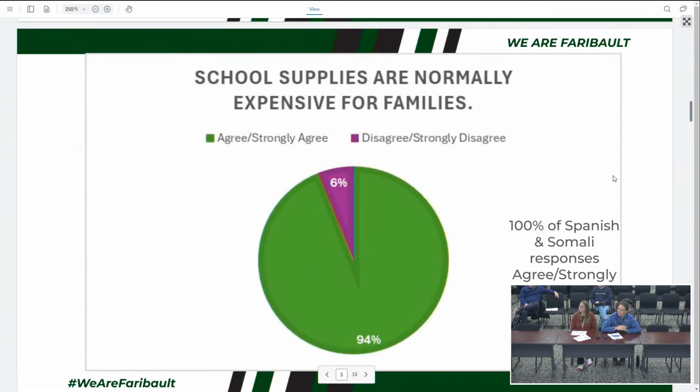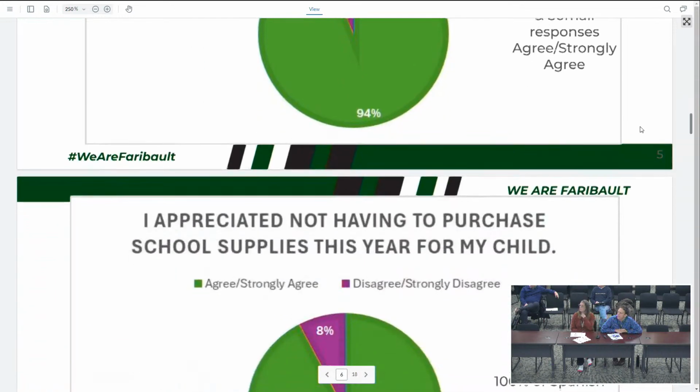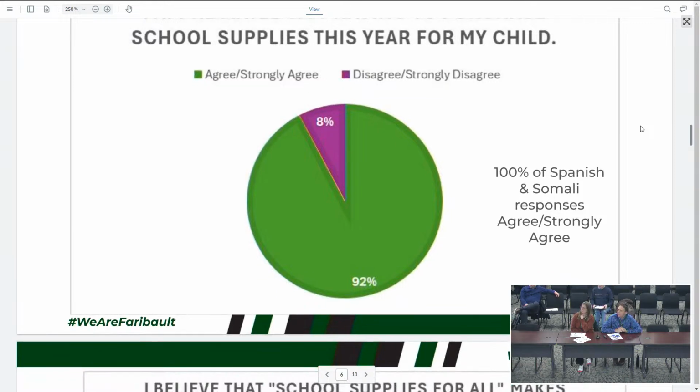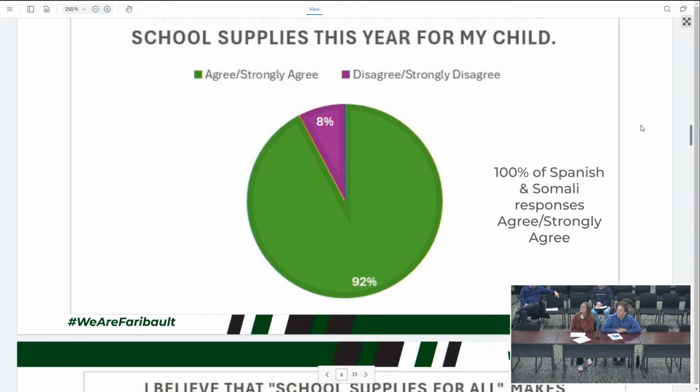These are a couple of the results from parents. School supplies are normally expensive for families, and 94% agreed with that. "I appreciated not having to purchase school supplies this year for my child": again, over 90% said that. We also pulled out on the right what the demographics look like specifically for our Spanish and Somali speaking families, who are part of that larger group.